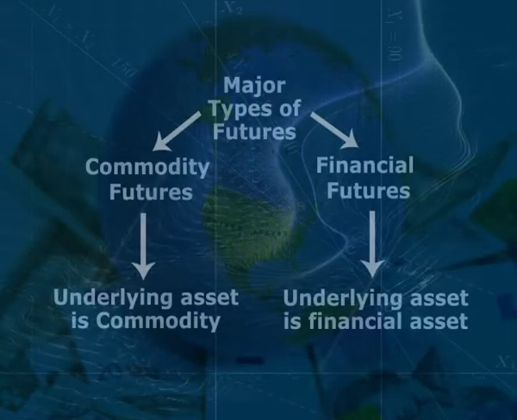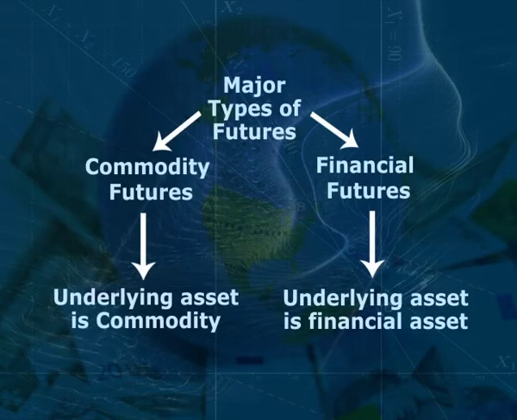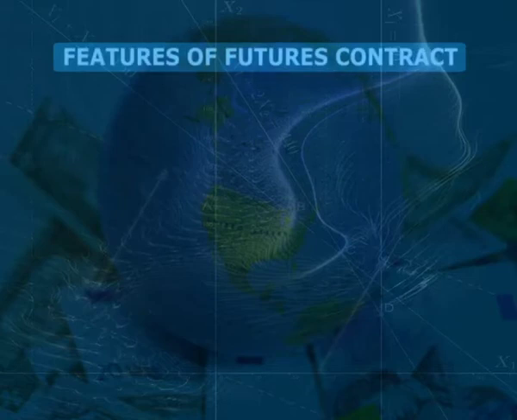There are two major types of futures contract, namely commodity futures and financial futures. In commodity futures, the underlying asset will be any commodity such as wheat, cotton or any other such asset. On the other hand, in case of financial futures, the underlying asset can be currency, bond, stock or any other financial asset.